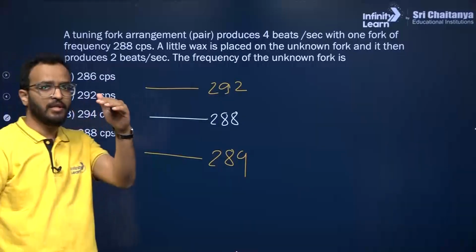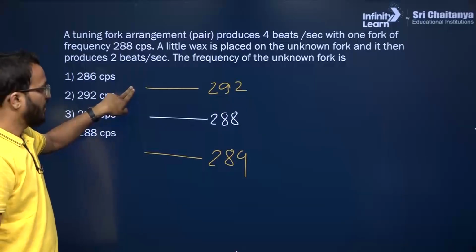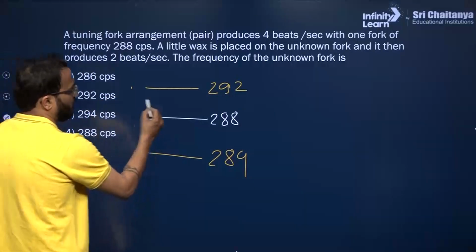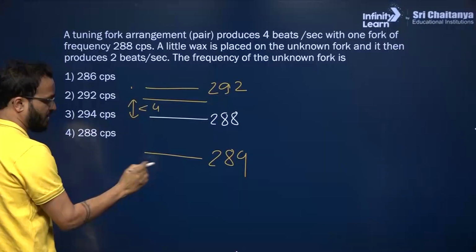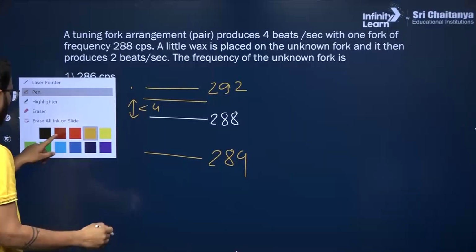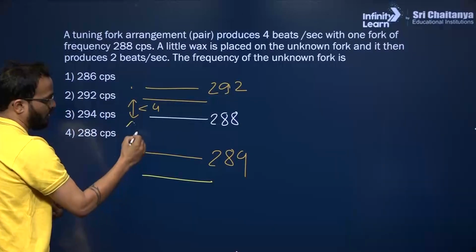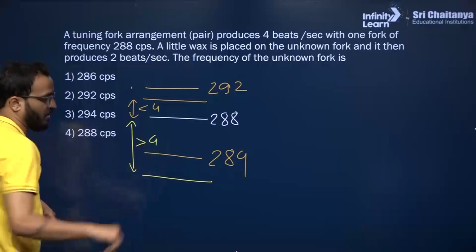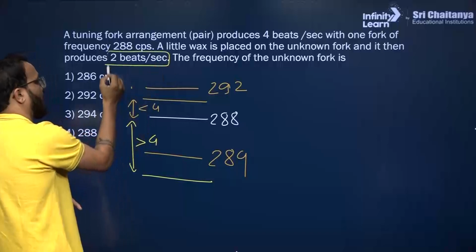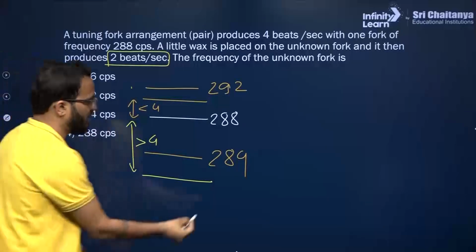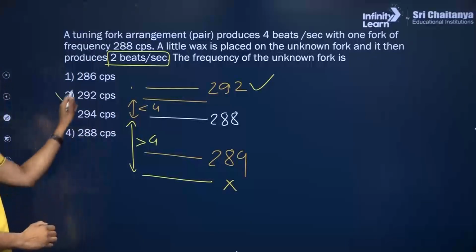So beat frequency, see if this is the correct answer, and after waxing it will come down, so beat frequency will be less than 4. And if this is the correct answer, and on waxing it will come down, so this time the beat frequency will be greater than 4. So what they have given? It becomes 2. That means it reduces. So obviously this is not possible, this is possible. So 292 will be the right answer.